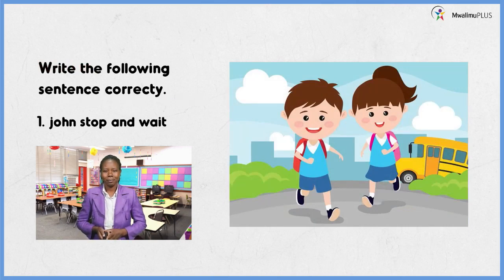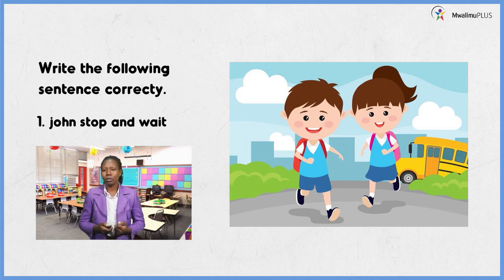Look at this. "John, stop and wait." As you can see, this sentence doesn't have the marks or the names of people in this sentence. They are not in capital letter. So, can we realize or say the name for a person here? Yes, John. John is a person's name. And so it's supposed to start with a capital letter.